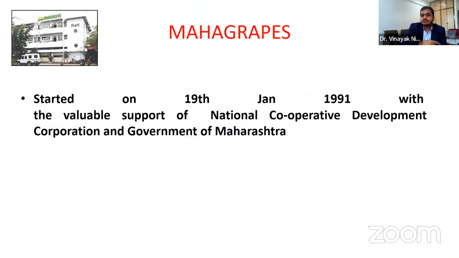Therefore, we need models or institutions where we can bring them together and help them gain better prices, secure more income, and improve their livelihood. Before starting on farmer producer organizations, I would give 2-3 case studies.